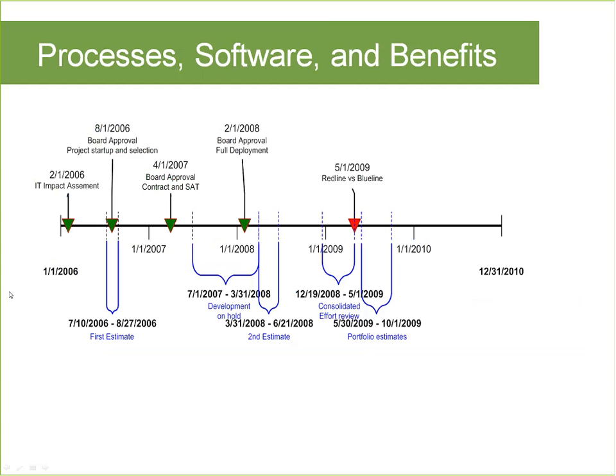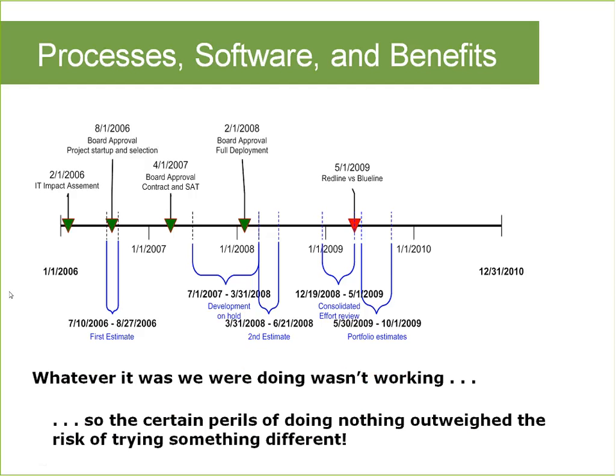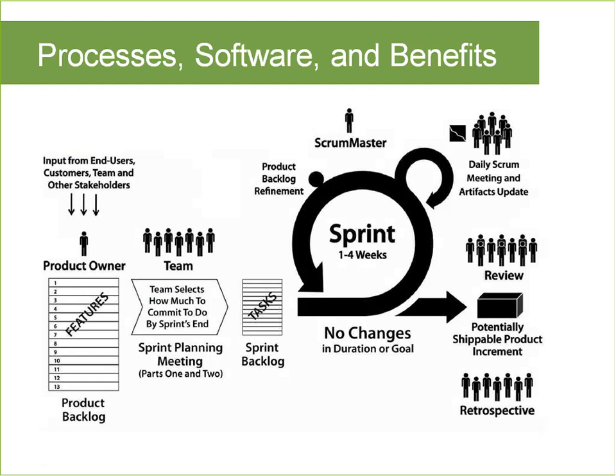So by the time we got to this overall 4-year layout, by the time we got 3 years into the 4 years, and that graph that I just showed you was produced, about 75% of the available timeline to act on that scope was gone. So we had to think fast and do something different. Whatever we were doing, it was clear that it wasn't working. The perils of doing nothing outweighed the risk of trying something different. So there was a powerful case for change and a powerful appetite for trying something that might work.